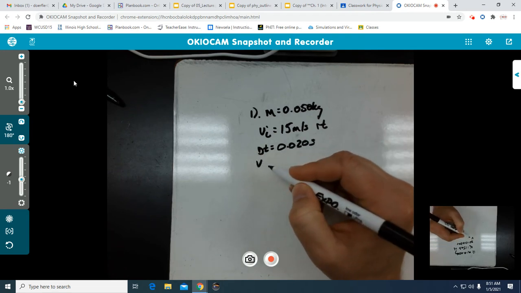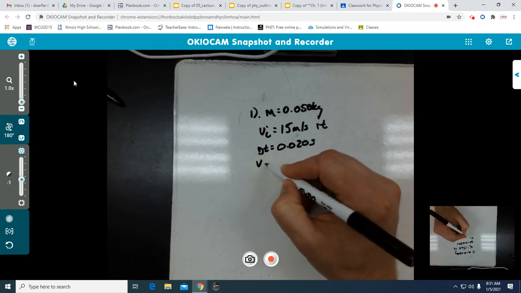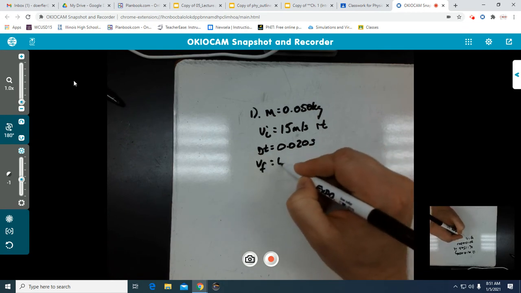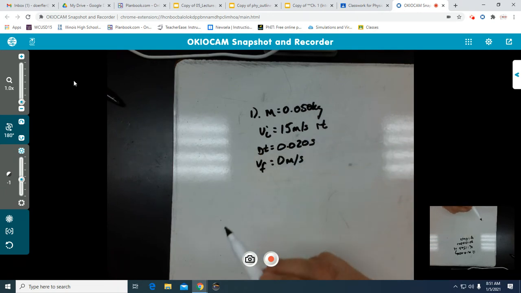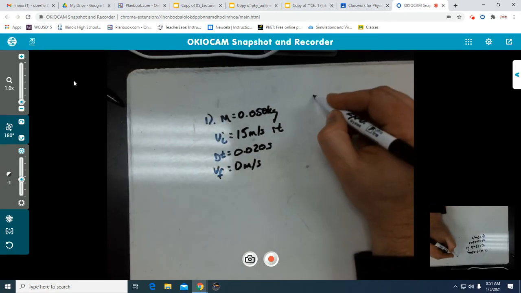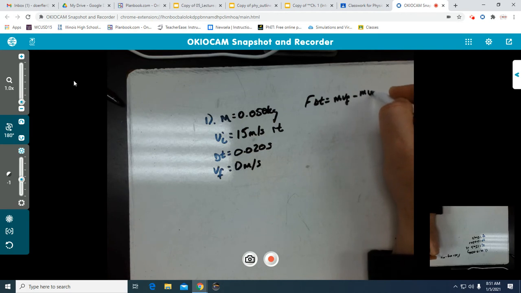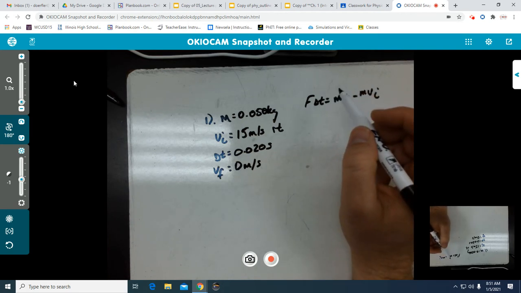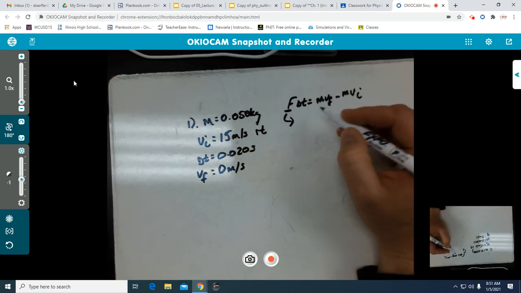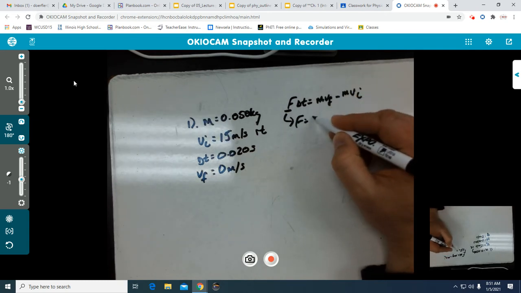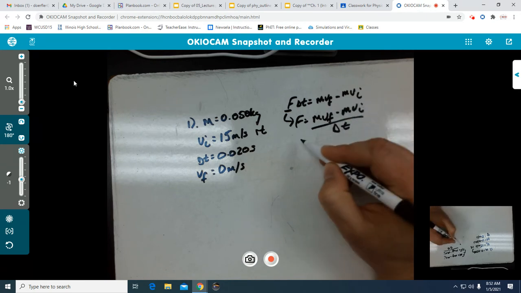We also know that according to the question, the ball was brought to a rest. So the final velocity is 0 meters per second. So we need to set up our formula here. F delta T is equal to MVF minus MVI. Again, we need to solve for F. So we're going to divide both sides by delta T. We're going to get MVF minus MVI over delta T.